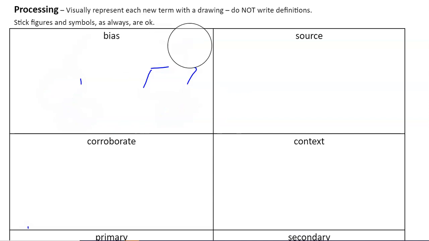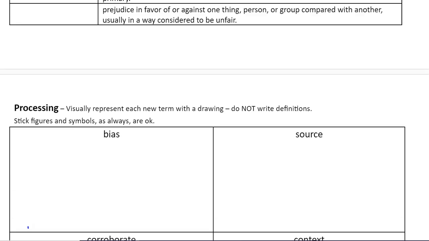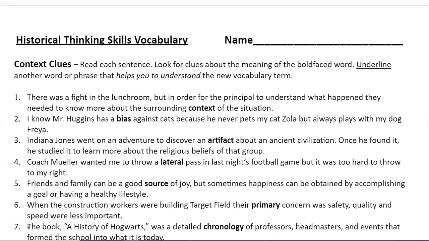So we'll do that for each of the 10 words. That is how you do your vocabulary assignments. It's important that you do this work each time we get one so we can have a better understanding of these words.